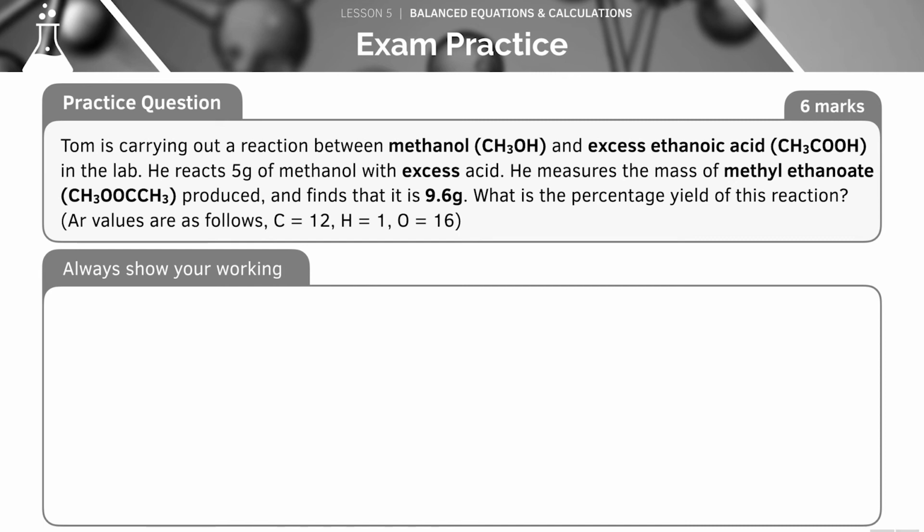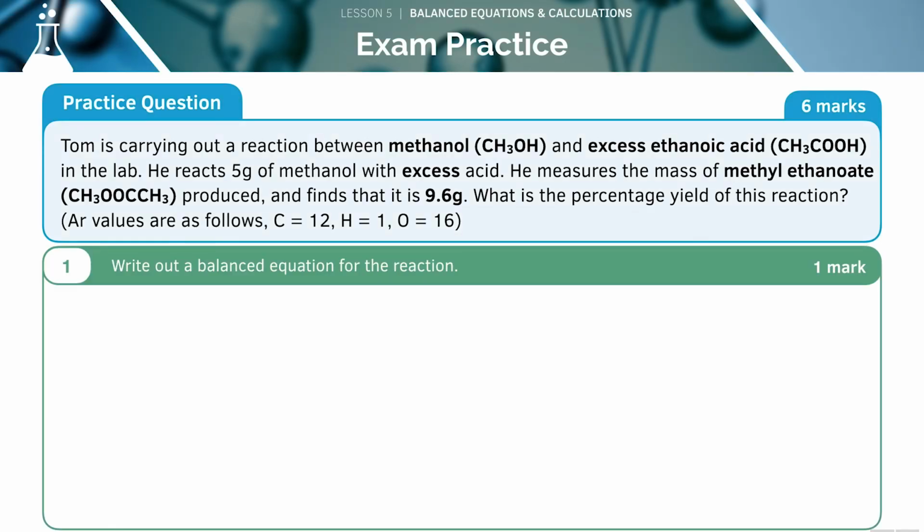Let's have a look at this practice question together. There is quite a lot of information given here, so pause the video now to have a read through the question before we go through it step by step.